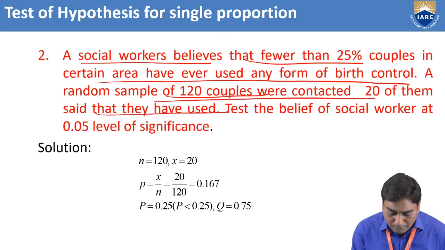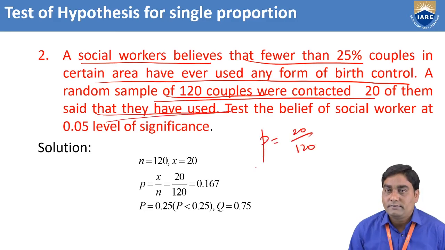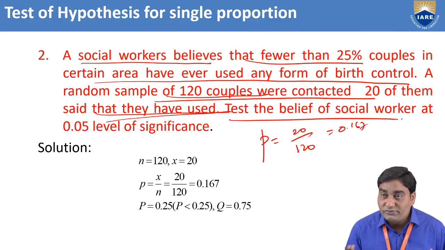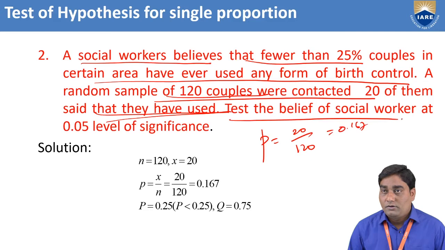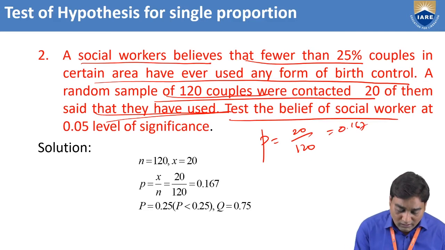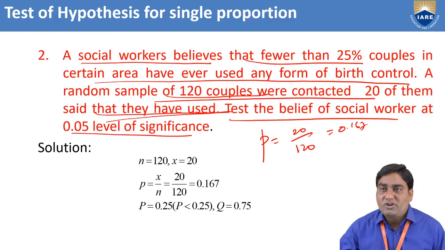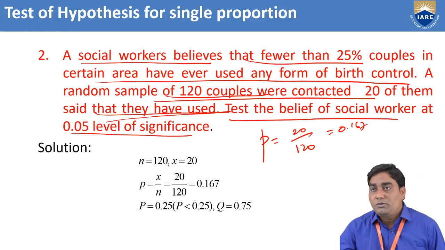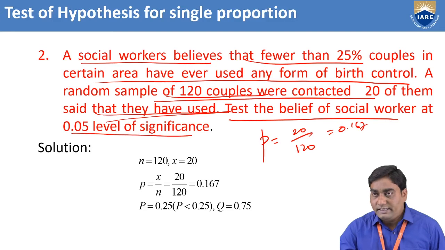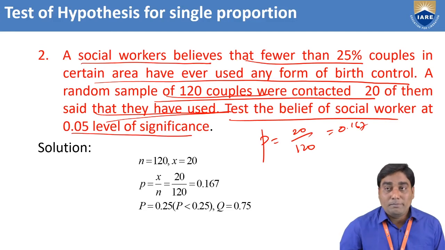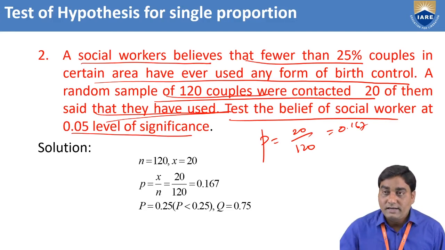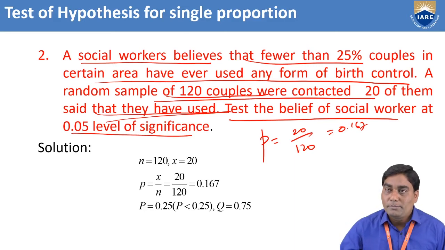This is the proportion statement. P equal to 20 by 120, which is 0.167. Test the belief of the social worker at alpha equal to 0.05. According to the description of the problem, which test is suitable? Only one sample with size 120, and the mean is not given, but the proportion is given. That's why we are going to use test of hypothesis for single proportion.